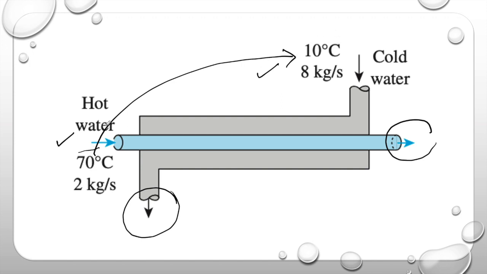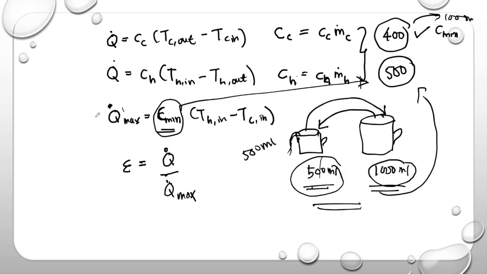So 70 degrees Celsius can only be reduced to 10 degrees Celsius. It will not reduce further down than that. If it is possible, the hot water will reduce to 10 degrees Celsius. And what about the cold water? The cold water can increase to a maximum of 70 degrees Celsius. That's why we have to calculate the Q maximum. It is not the actual value, but the maximum that this system can reach, the rate of heat transfer at maximum.